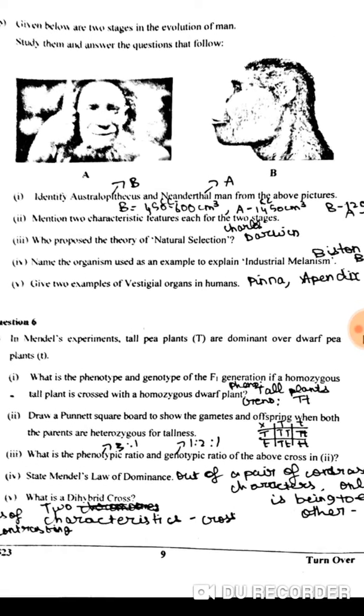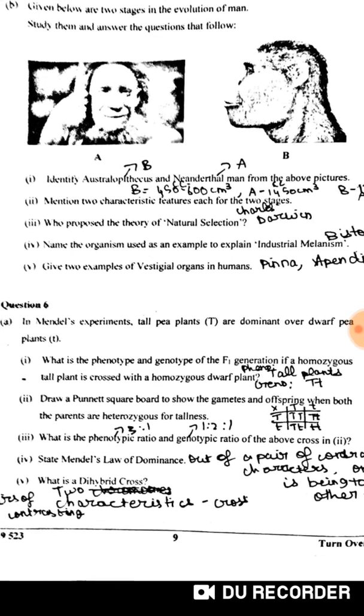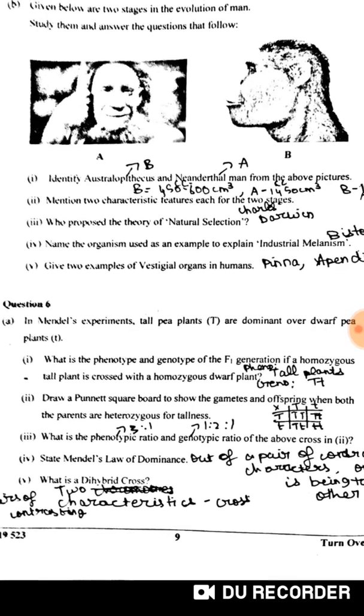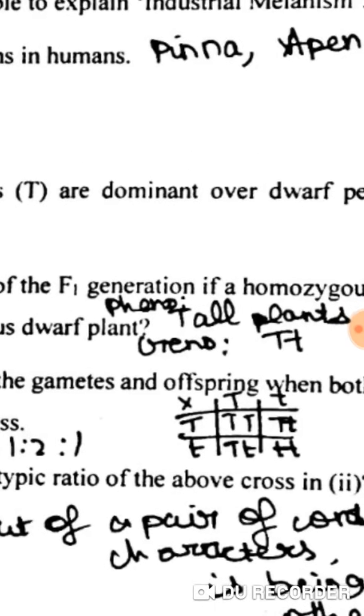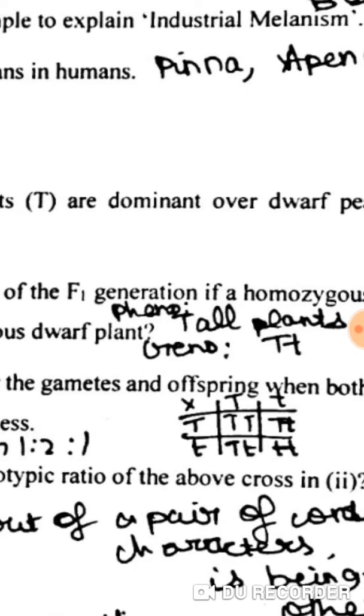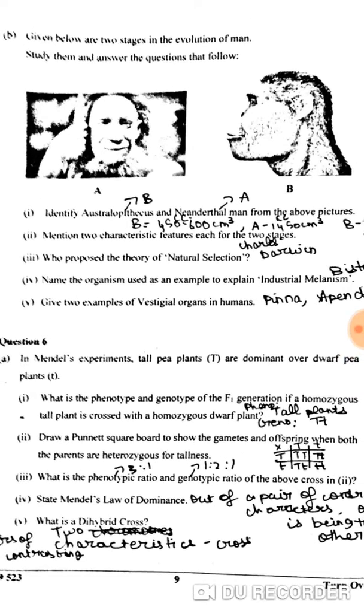For question 6a1, the phenotype of the plant is tall plants and the genotype is capital T small t. And the Punnett square, for the second one, we should draw the Punnett square to show the gametes and offspring when both the parents are heterozygous for tallness. The products are capital T small t, capital T small t, capital T small t, then small t small t. The phenotypic ratio is 3:1 and the genotypic ratio is 1:2:1.